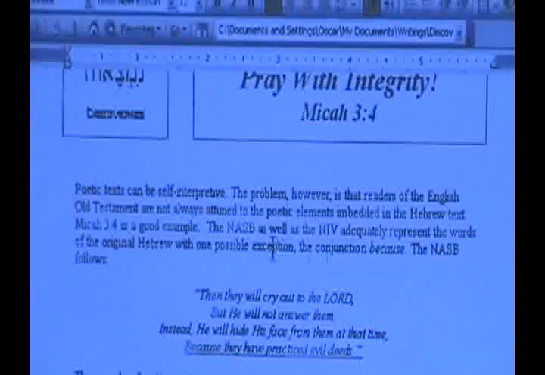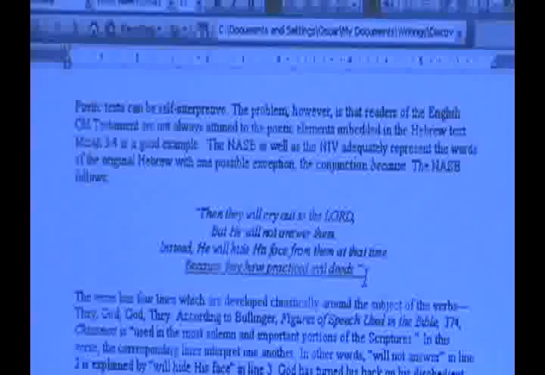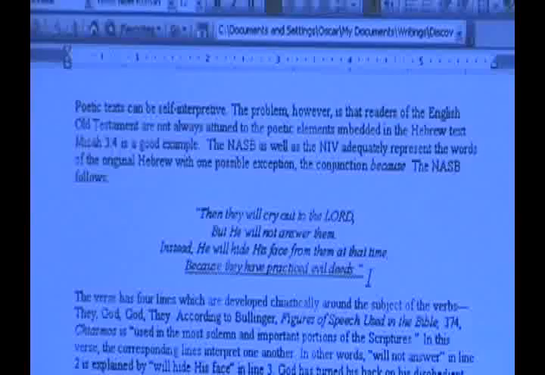The New American Standard, as well as the NIV, adequately represents the words of the original Hebrew with one possible exception, the word "because." New American Standard reads, "They will cry out to the Lord, but He will not answer them. Instead, He will hide His face from them at that time because they have practiced evil deeds." Now stop and think about that for a second. You know? These people are going to cry out to the Lord and He's going to ignore them. Why? Because they did sin.